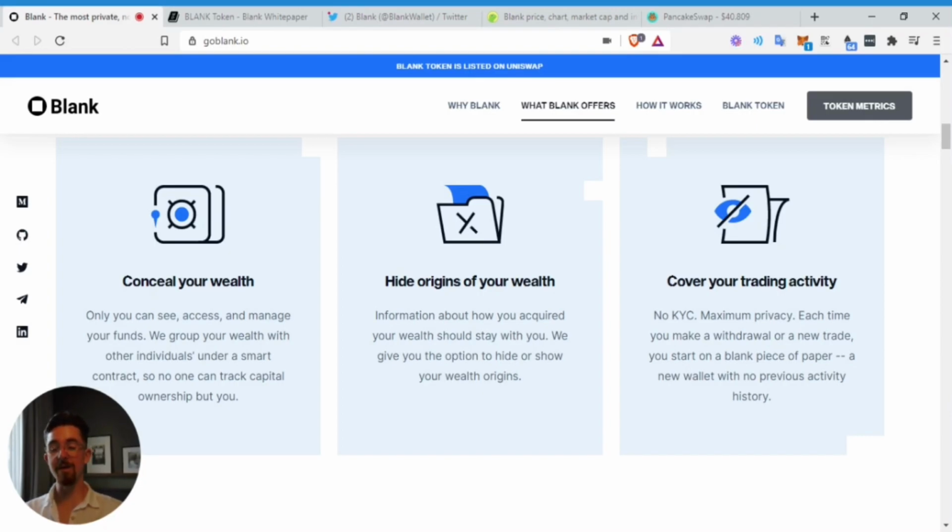So again, if somebody's looking to really protect themselves, make sure they're safe, and unbank themselves, if you will, Blank Wallet's a great way to do this. You can go blank, like they say. I like the catchphrase because you can cover your trading activity. Again, no KYC, maximum privacy. Each time you make a withdrawal or a new trade, you start on a blank piece of paper, a new wallet with no previous activity history.